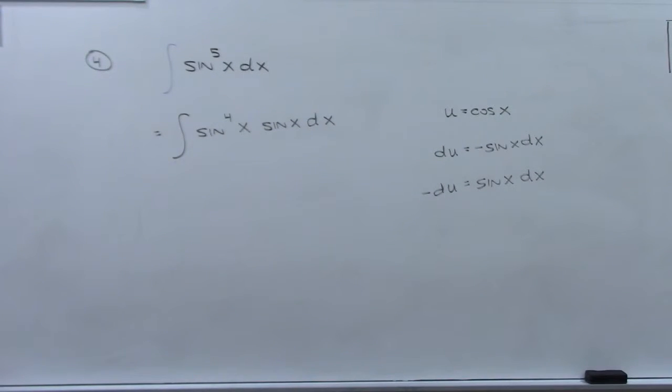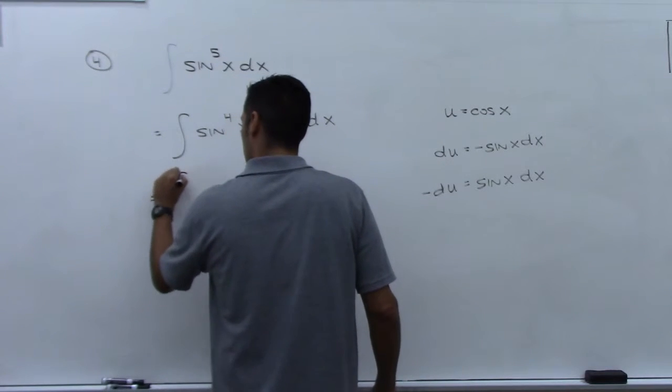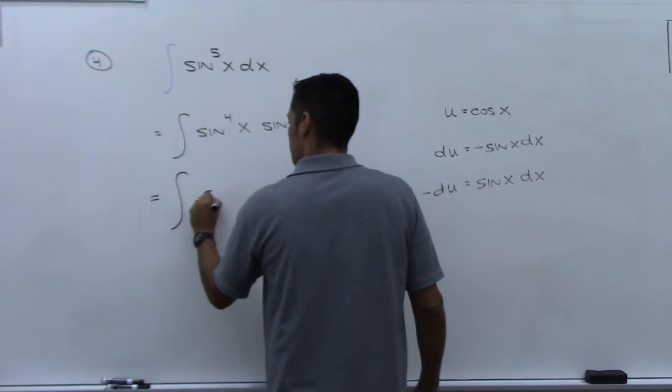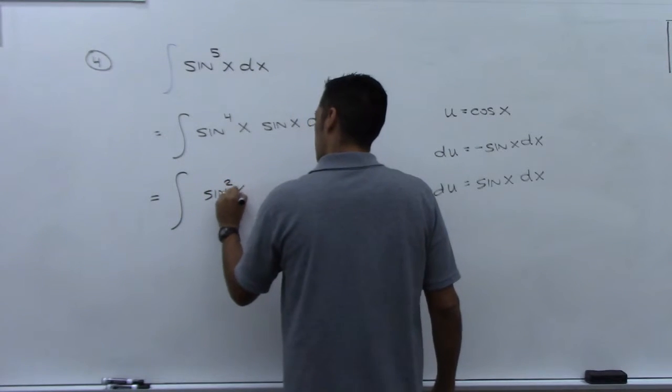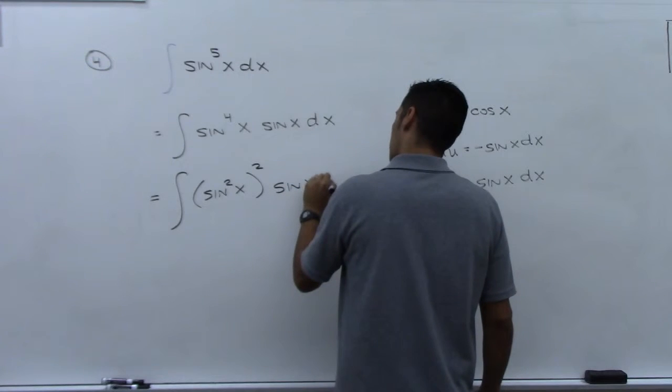Rewrite it as sine squared squared. And then the sine squared you'll turn into 1 minus cosine squared. All right. So this sine to the fourth is sine squared x squared. Then I have sine x dx.